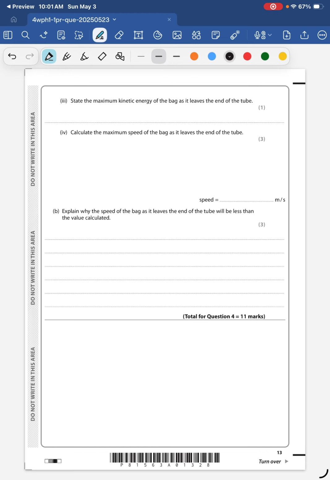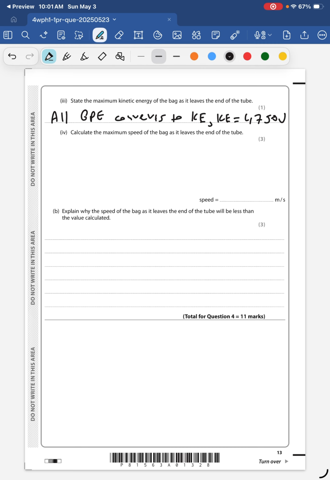Part 3. State the maximum kinetic energy of the bag as it leaves the end of the tube. So all GP converts to kinetic energy, right? So the kinetic energy is simply going to be 4,750 joules. Simple as that.